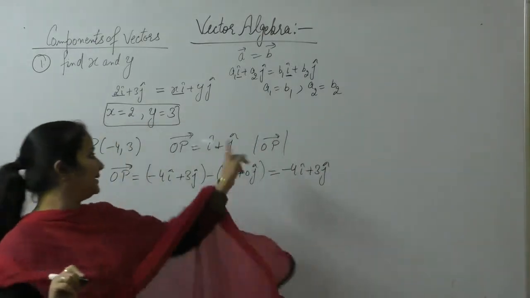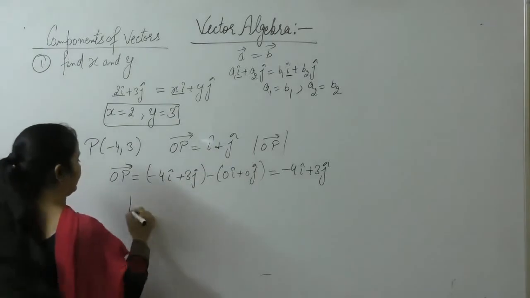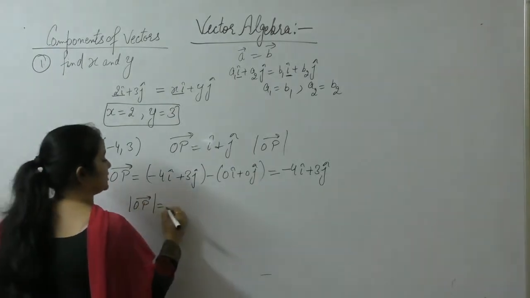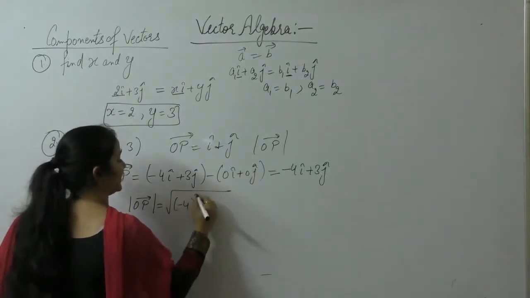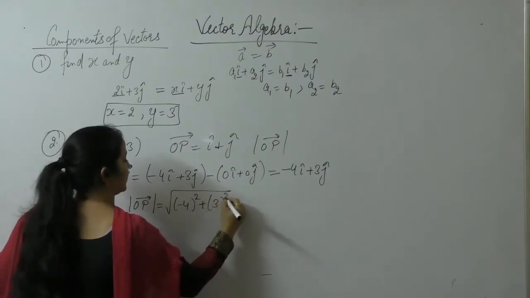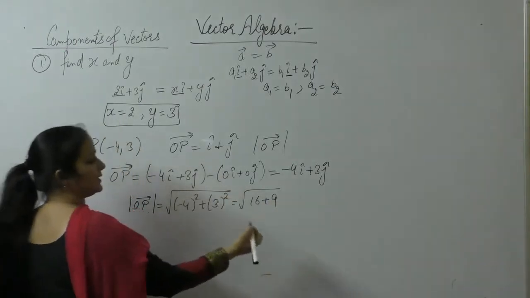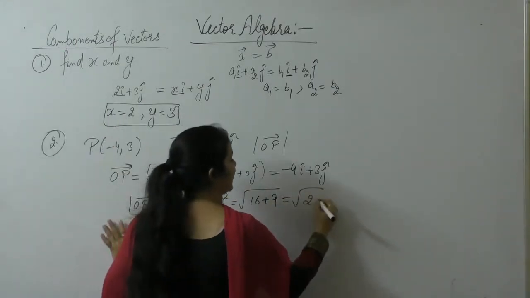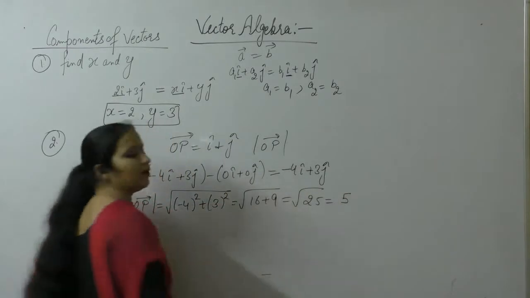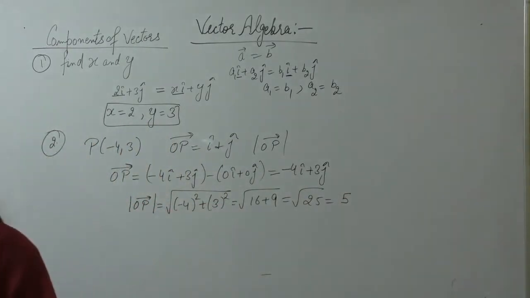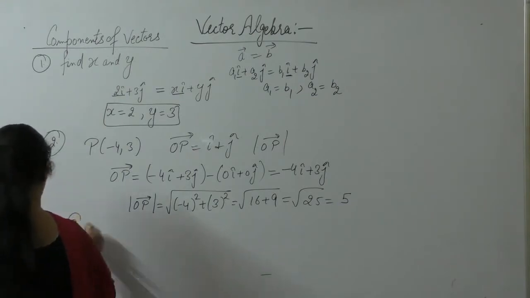Now we want to find the magnitude of vector OP. That is equal to the square root of I component squared plus j component squared. 4 squared is 16, plus 3 squared is 9, 16 plus 9 is 25. So the magnitude of vector OP is 5 units. Now let us start with the next.